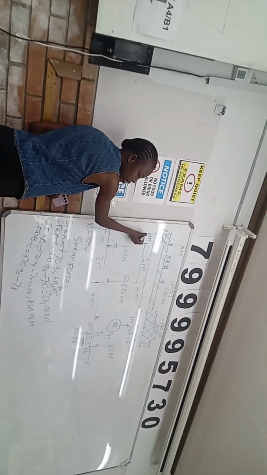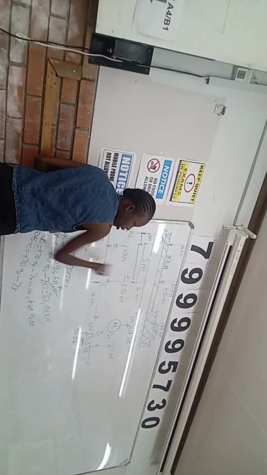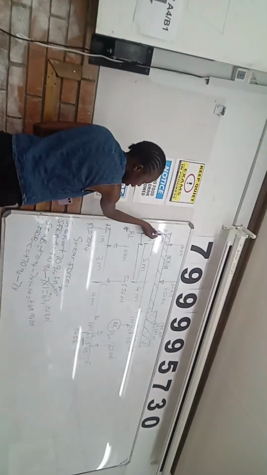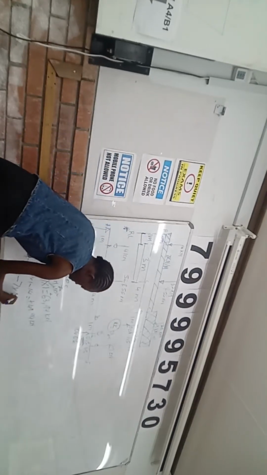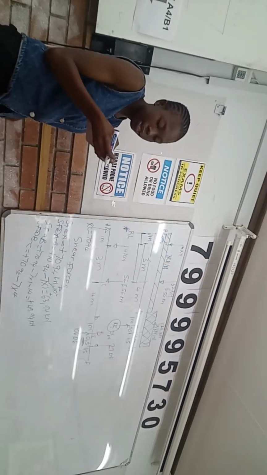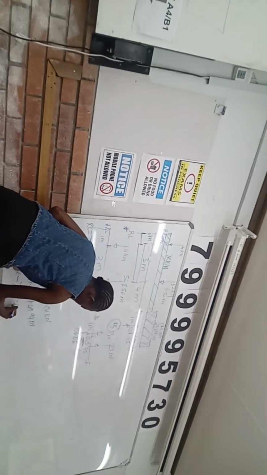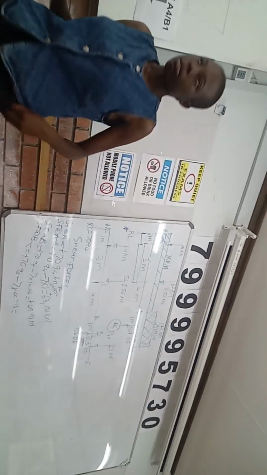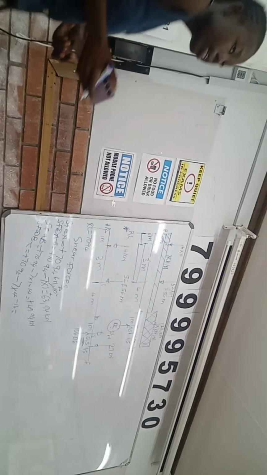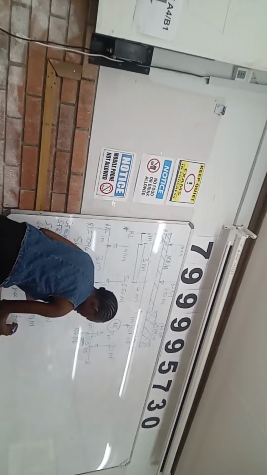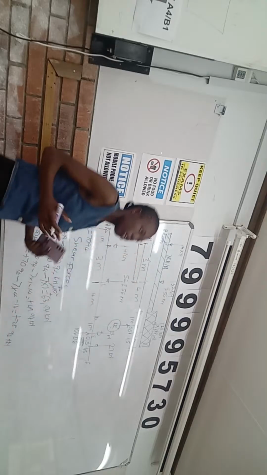Because we started at A. So from A to B, what's the distance? 1. From B to C, what's the distance? And the UDL looks like it's 7. Again, the UDL started at A. So it's 7 multiplied by 4. Minus 28. It's a downward force, minus 28. What's the answer? 42.94.